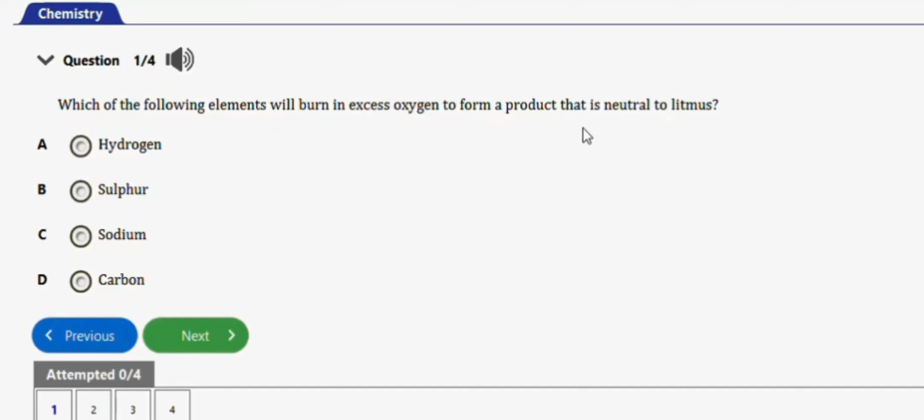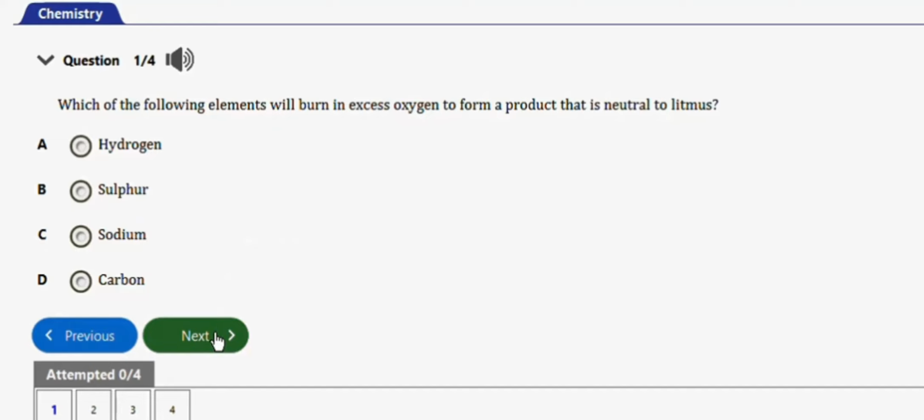to form a product that is neutral to litmus? We have hydrogen, sulfur, sodium, carbon. So the right answer is option A, which is hydrogen. So when hydrogen reacts with oxygen in excess, we are going to have water, which is neutral to litmus.